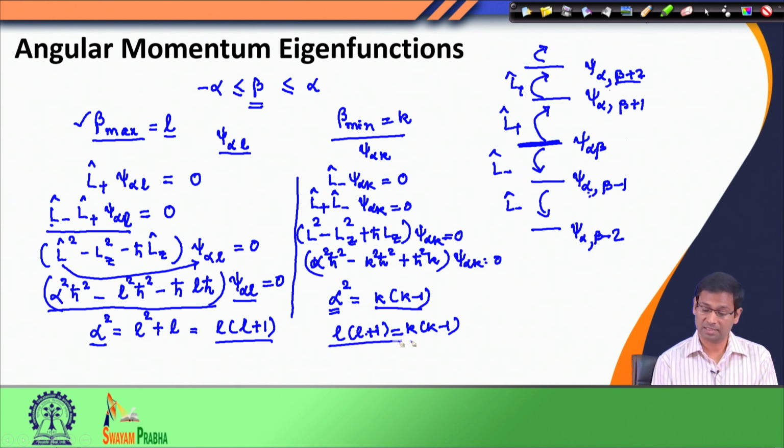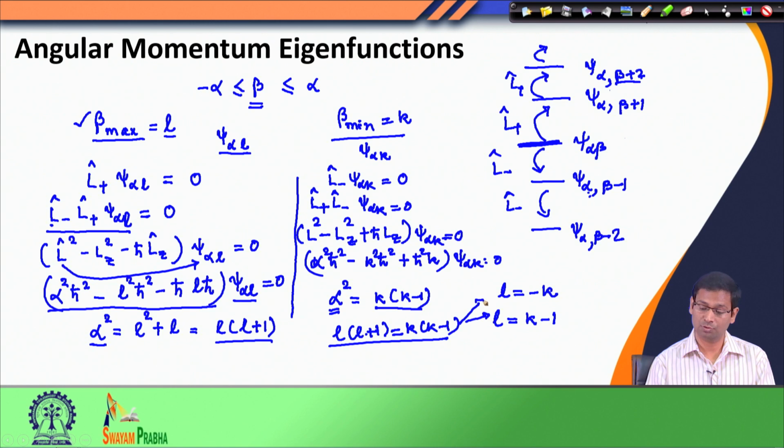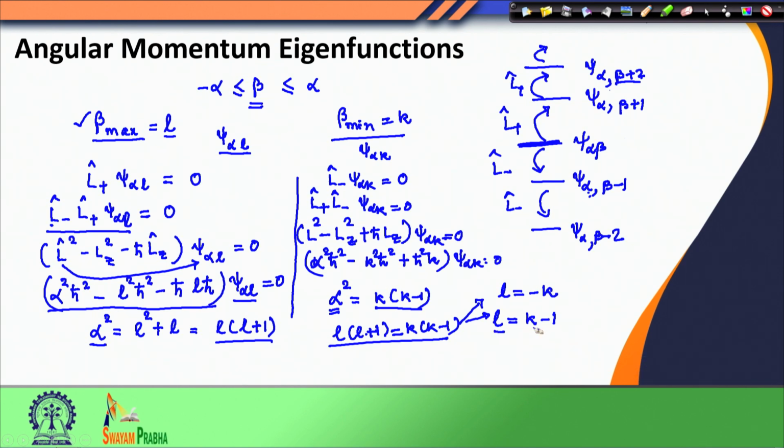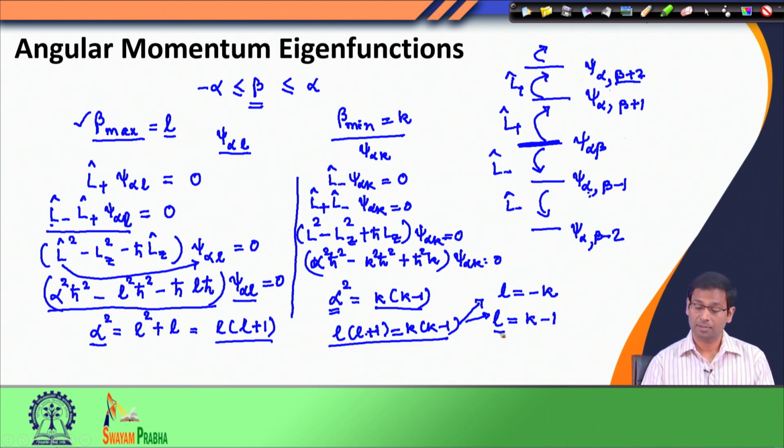When I solve this equation, I would get L as minus k, that is one solution. The other solution I would get is L is k minus 1. So, please solve this, just factorize this, and then you would see that these are the two outcomes. Look at this, L is k minus 1. L is actually the maximum value of beta, and k is the minimum value of beta. So, therefore, the maximum value cannot be 1 less than the minimum value. So, therefore, this is not an acceptable solution. So, I am left with only one possible solution, that is L equals minus k.